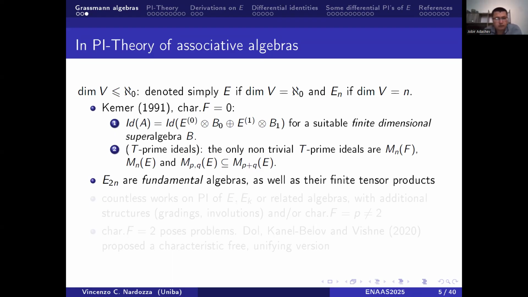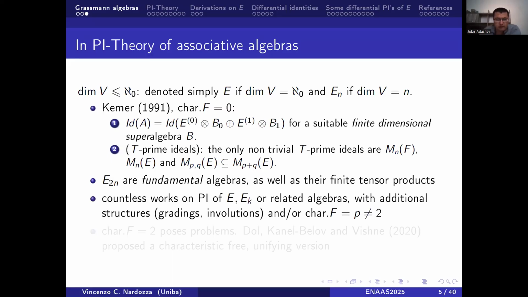But also, finite dimensional Grassmann algebras have their relevance in PI theory, because, for instance, the Grassmann algebras of even finite dimensional vector space E sub 2n are among the so-called fundamental algebras, and their finite tensor products are fundamental algebras as well.